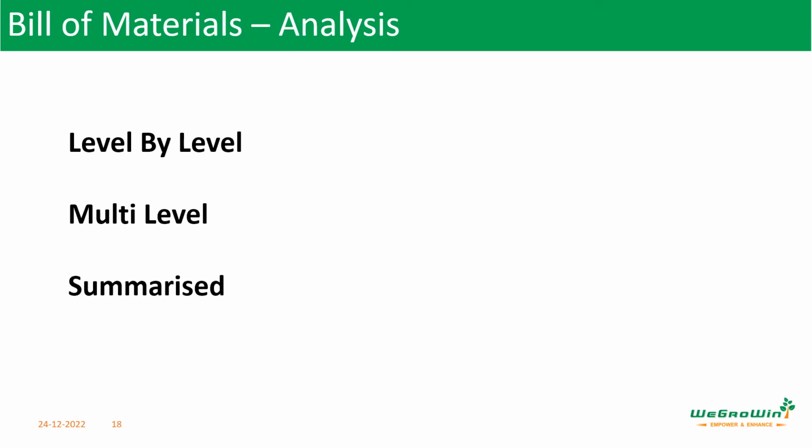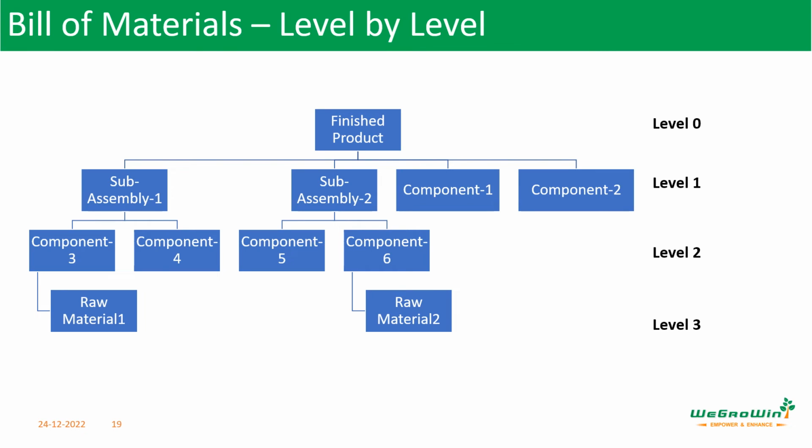Now how to see the reports? The reports can be seen level by level, meaning one level after another level, or by seeing multiple levels of materials, or we can see a summarized view also. The bill of materials can be analyzed in different aspects. So what is level by level BOM? Let us understand with the same example, the same illustration. We'll see how the level by level BOM is seen.